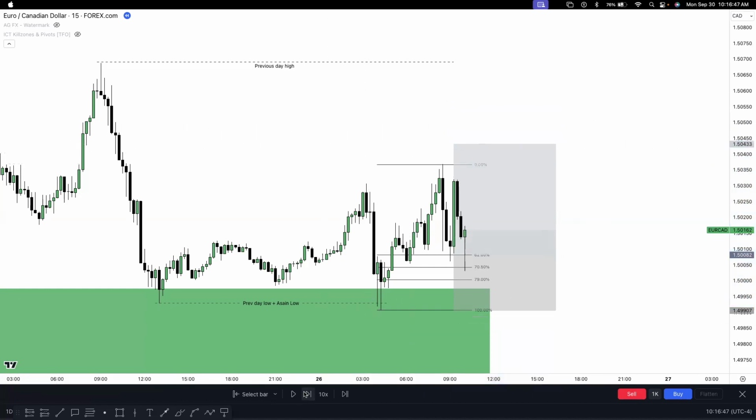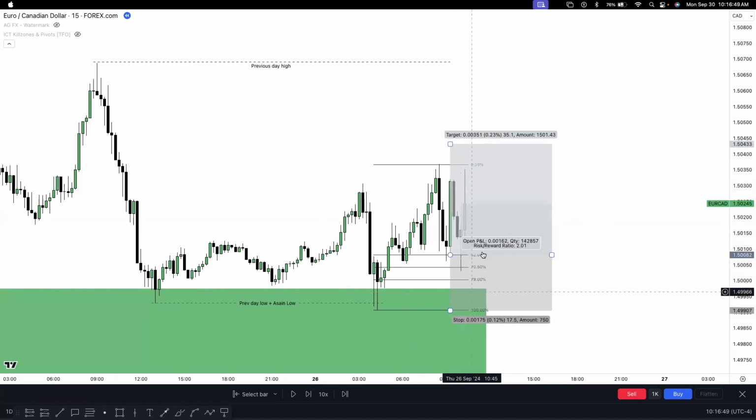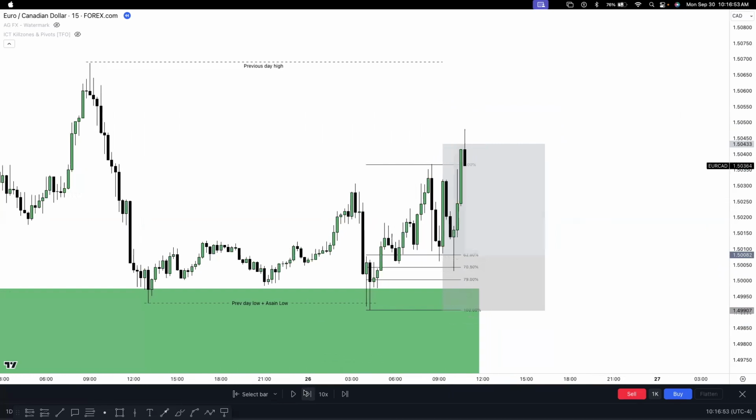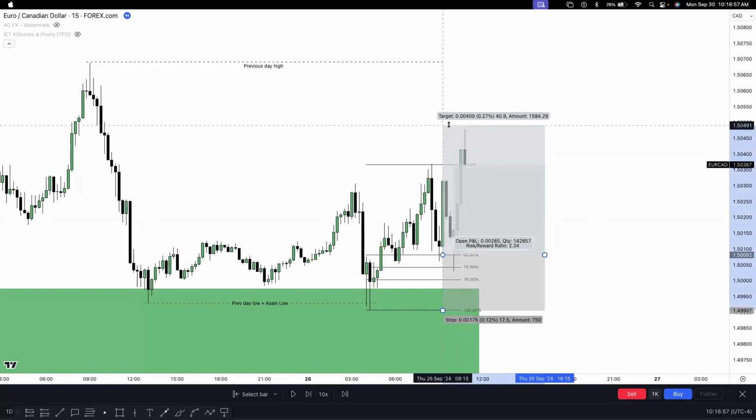Line it up, 2R there. So as you can see, price is respecting the 62 and the 70.50. 2R hit. So at this point, you can now go break even or take partials. We're going to go for a 3R now.